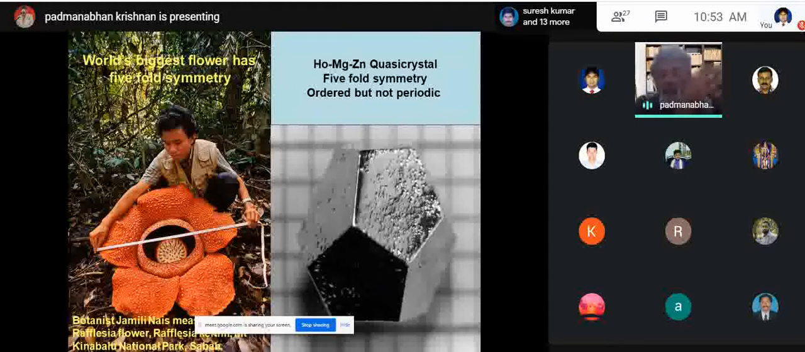It's a single flower with 5-fold symmetry, where n is equal to 5, and the whole flower is nearly 1 meter in diameter. It doesn't grow in many other places; even in India you don't get it. You get it only in ASEAN, the Association of Southeast Asian Nations.